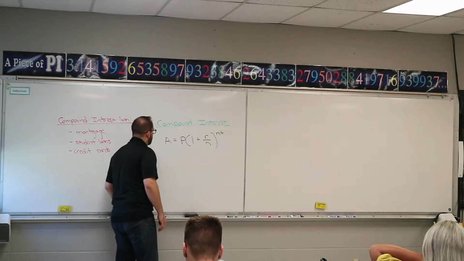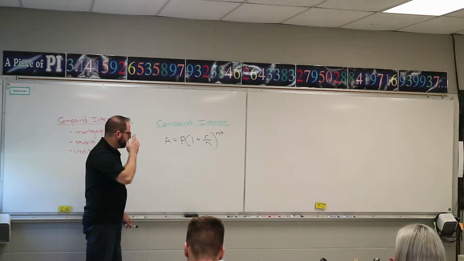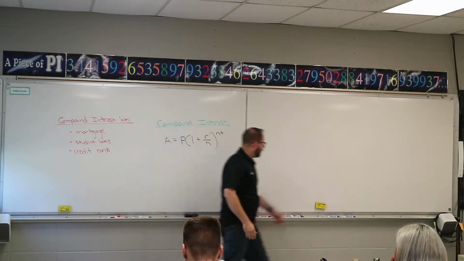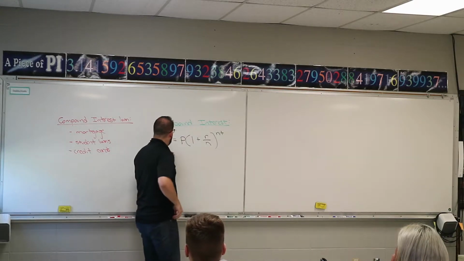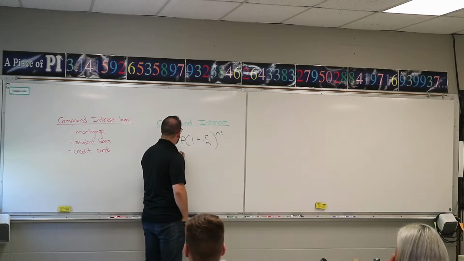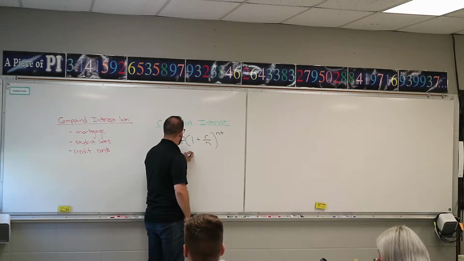Now, the numbers, what these actually stand for, because each part means something different. I'm going to leave this on the board so you understand what to do with it. A is the amount total. So it's the amount that you're going to owe.